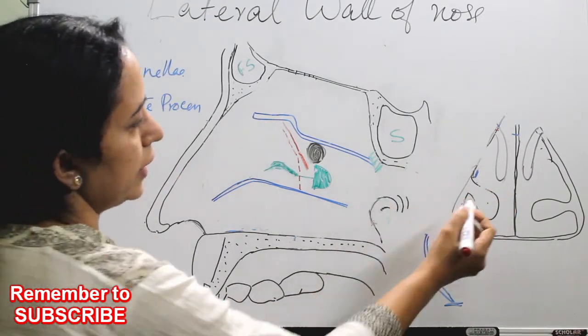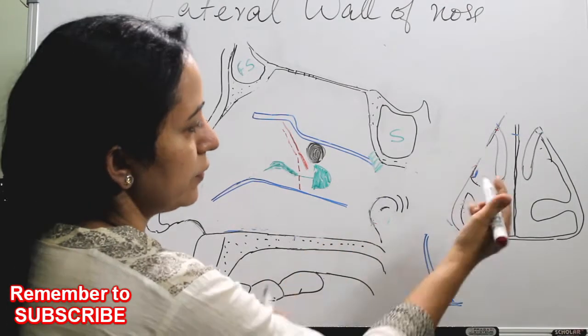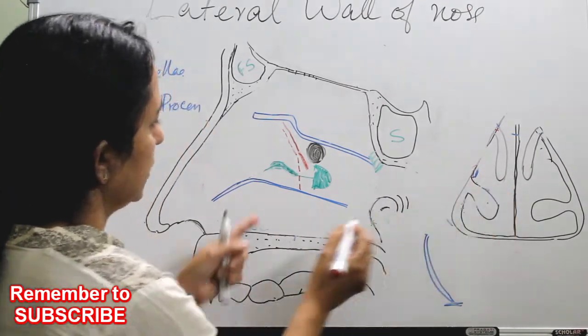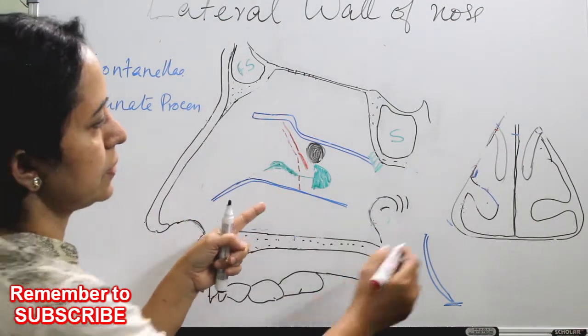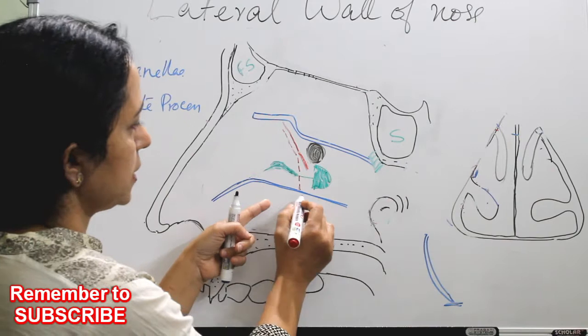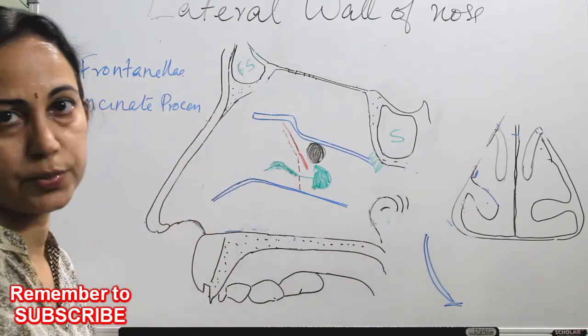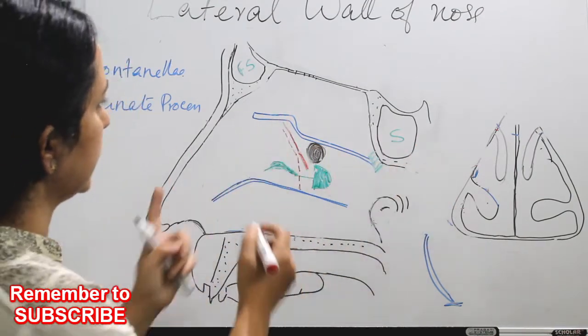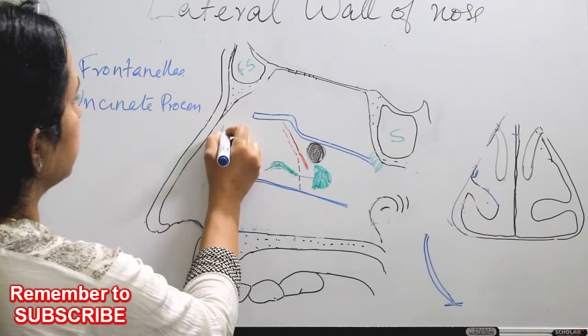I will draw with the red ink. This inferior attachment is always into the inferior turbinate, right here. So from here, this interrupted line is the uncinate process. The inferior turbinate makes the inferior attachment. And what about the anterior attachment? Anteriorly, it is attached to the lacrimal bone. Here comes the lacrimal bone.